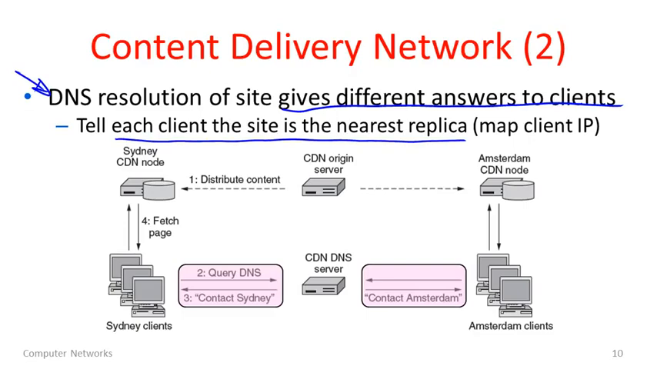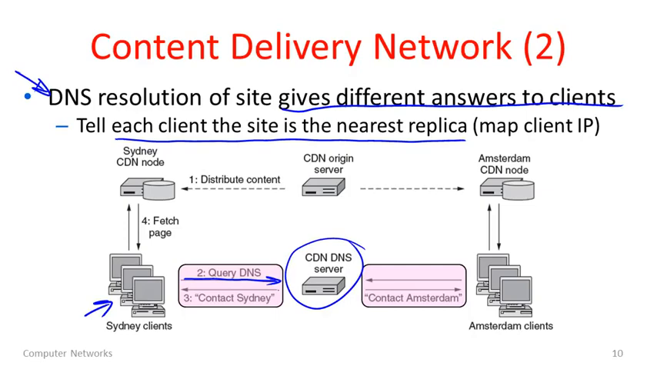Right? So that's what we want to do. You can see here, if there are clients in Sydney and they want to access a certain site that has been replicated around the internet, they'll issue a query to the DNS somehow, and here is the DNS server for the CDN. This bit has been upgraded. The clients haven't been upgraded.